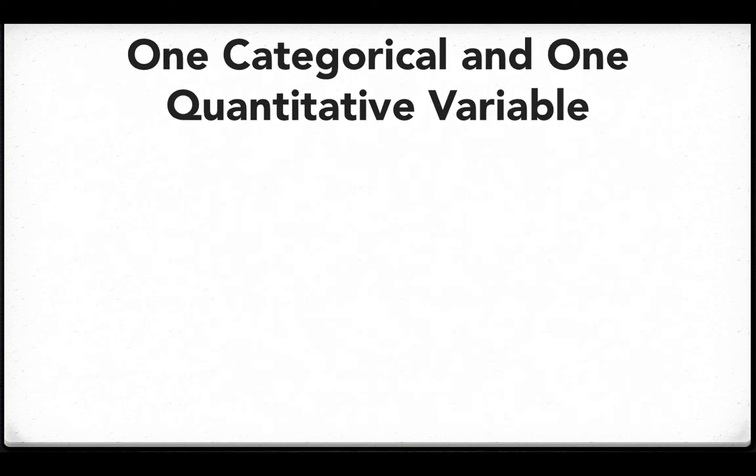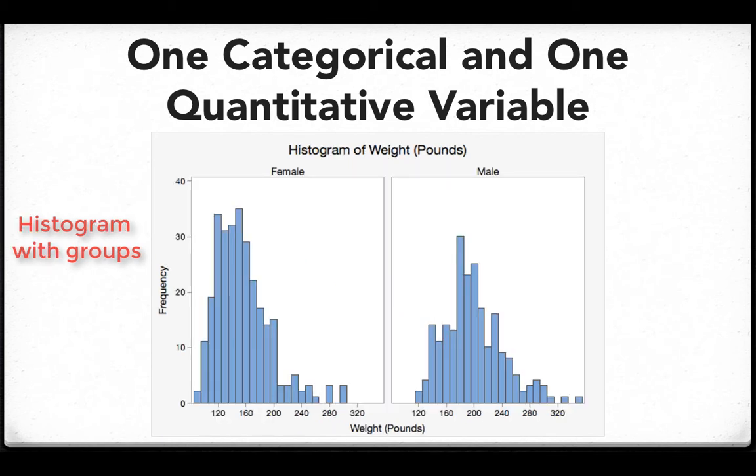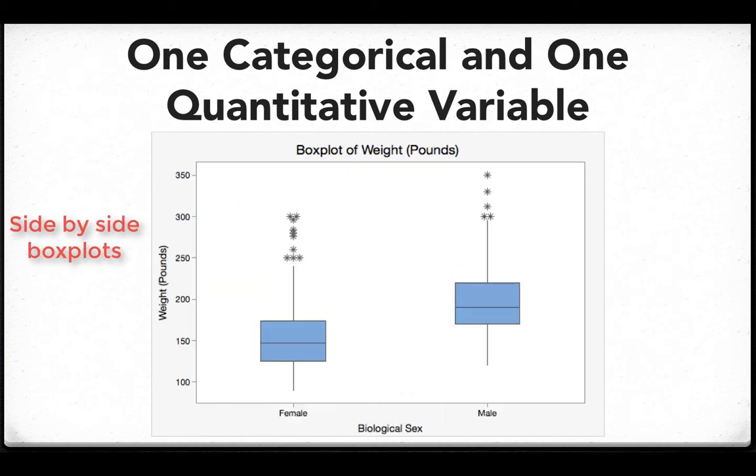For one categorical and one quantitative variable, you can use many of the same graphs that you used with one quantitative variable, but now with multiple groups. For example, you can construct a dot plot with groups, a histogram with groups, or a side-by-side box plot. In the online notes this week, there are instructions for constructing each of these graphs using Minitab Express.